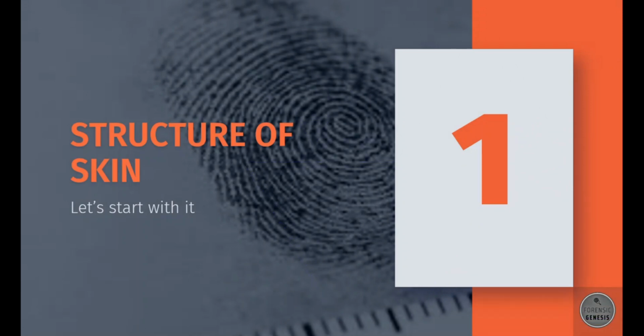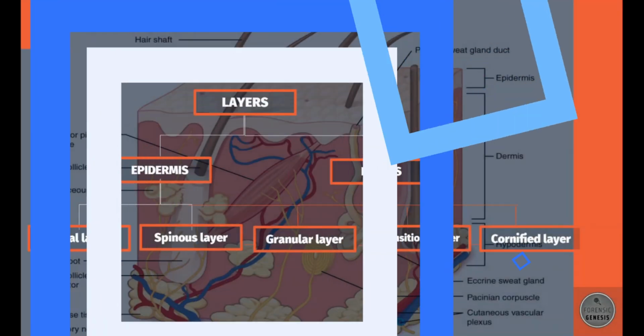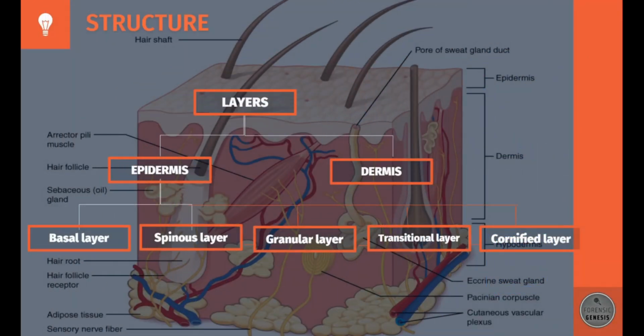Let's start with the structure of skin. The skin consists of two layers, epidermis and dermis. Epidermis is the outermost layer of the skin and dermis is present beneath the epidermis, which is 15 to 40 times thicker than the epidermis and constitutes the primary mass of skin. Beneath the dermis, there is a layer hypodermis, or we can say subcutaneous fatty tissue.